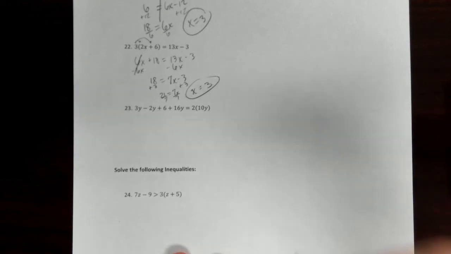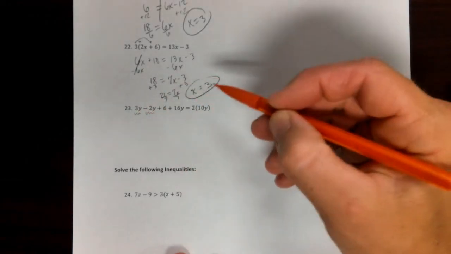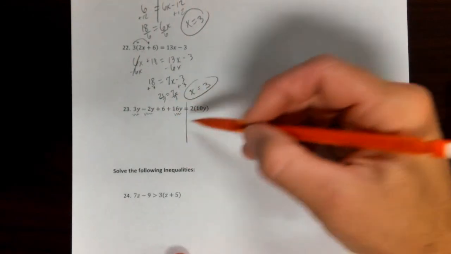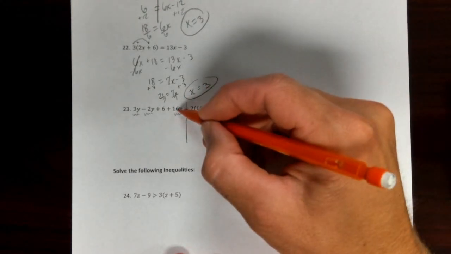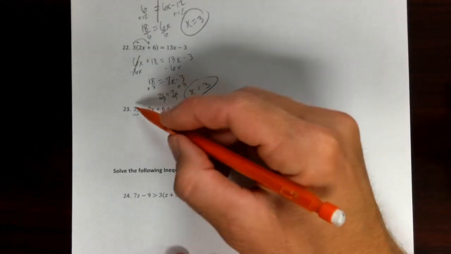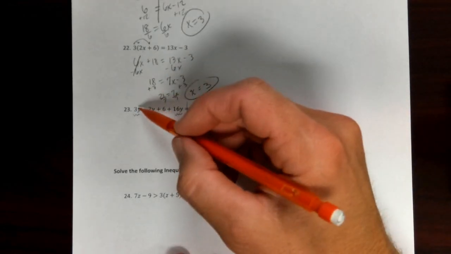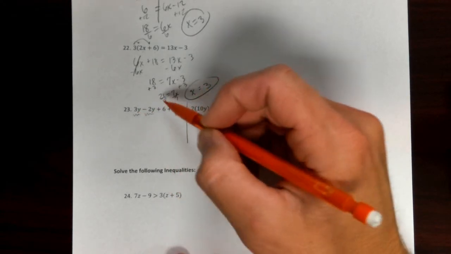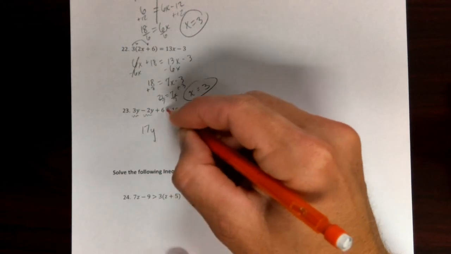Let's go. Number 23. Okay, let's combine like terms. Look at this. I got a 3y, I've got a negative 2y, and a 16y. And those are all on the same side of the equal sign. So we can combine those. You've got 16 and a positive 3, and then we're going to subtract 2. Or we could say, what's 3y minus 2y? So 3 minus 2 is a positive 1, and then plus 16. That's 17y.